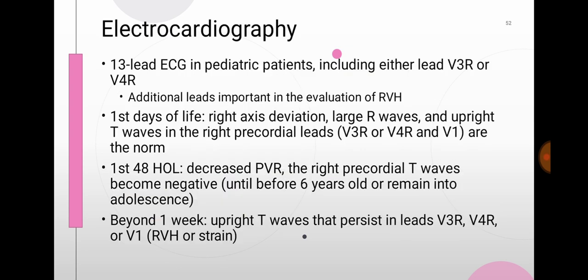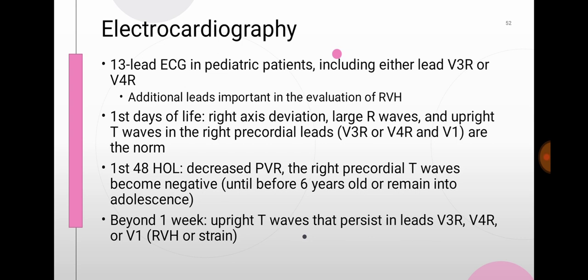So your electrocardiography or your ECG is different from your adult. For your adult, we use the 12-lead ECG. For kids, we use a 13 or 15-lead ECG. Okay? We just transfer the other leads to the others. That's how we do it.